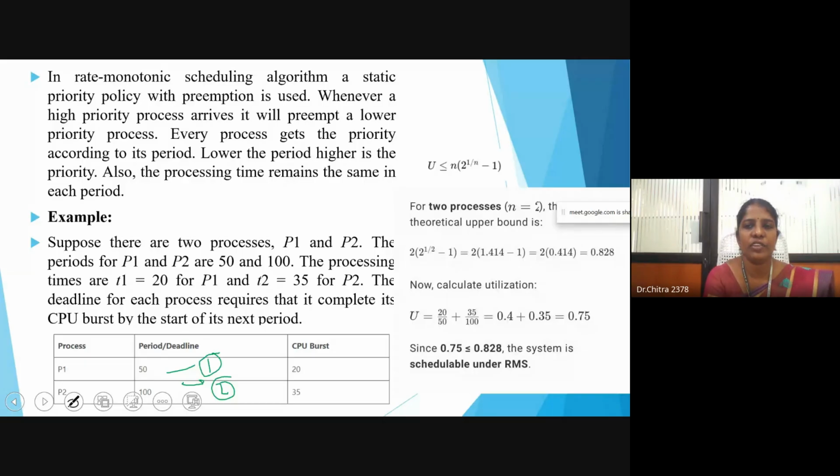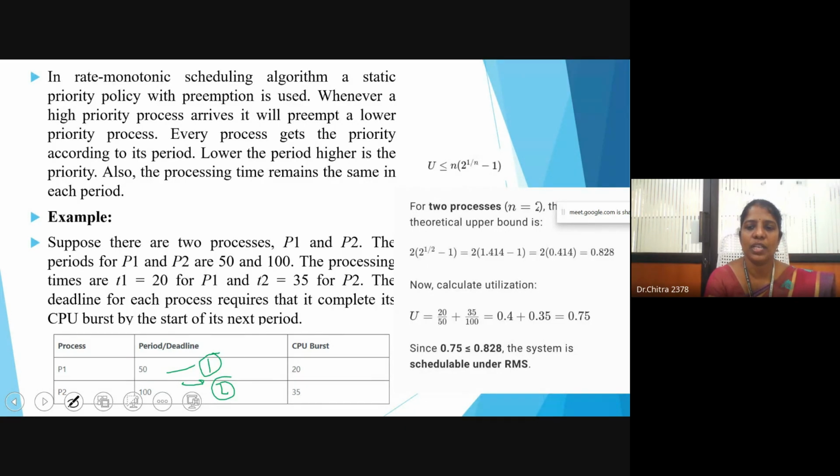For this scheduling, we are following some steps. The first one is to assign the priority. For the given problem, I have assigned the priority. For P1, I assign the priority 50. And for P2, I assign the priority 100. That's the first step. Note that here we are giving the priority based on the period, not based on the CPU burst time.